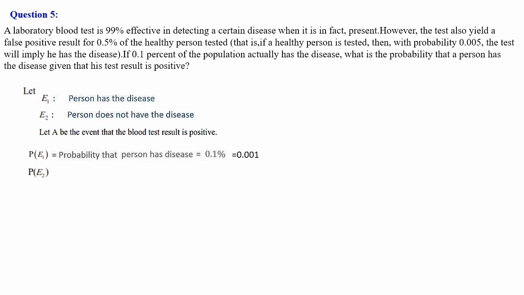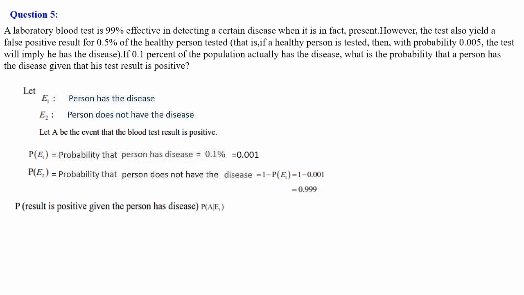Next is P of E2. P of E2 is the person does not have the disease. That is not given here, it is already mentioned here. The person has the disease with probability 0.001. The person who does not have the disease is 1 minus P of E1. That is 1 minus 0.001, that is 0.999.